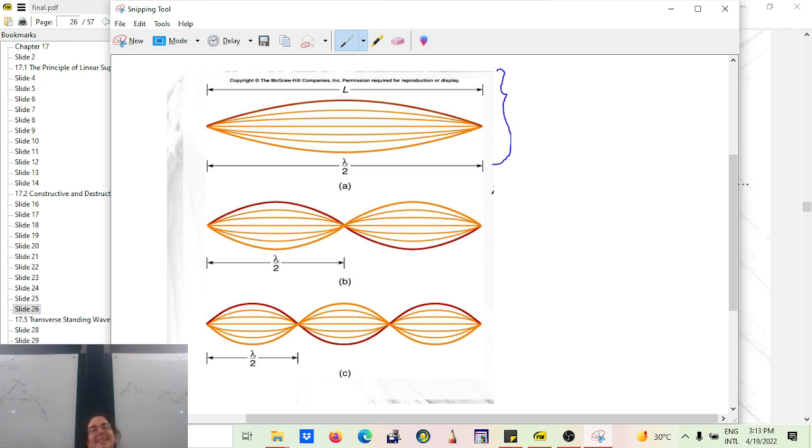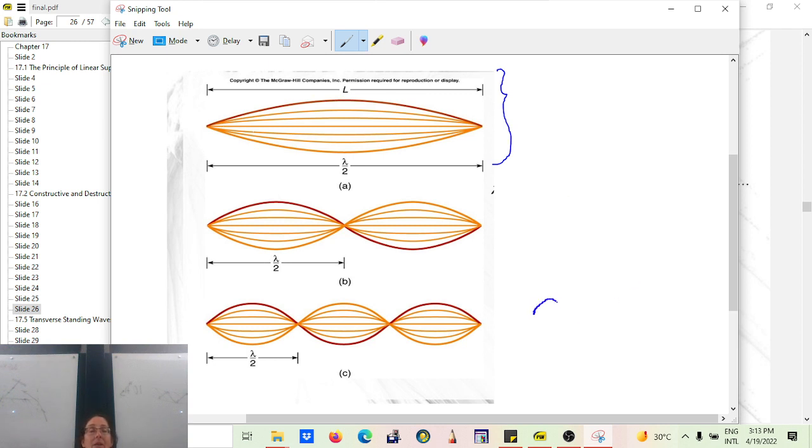So let's do some math just for stretching the brain, right? So you are playing guitar. That's the length of the string of your guitar, right? And it's going to sound like one pitch, so one frequency. So what do you see here? Do you see half a wavelength? Do you see one wavelength? How many wavelengths do you see?